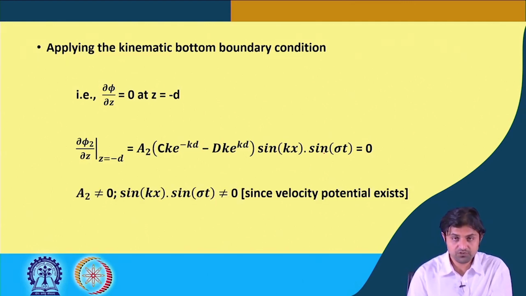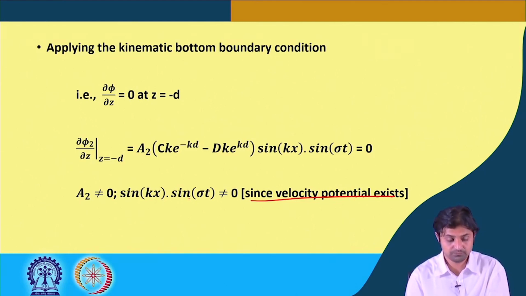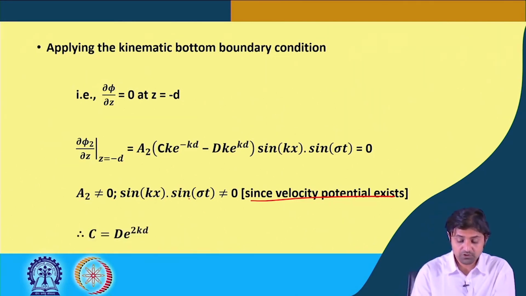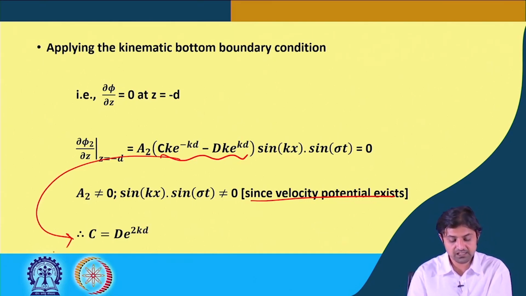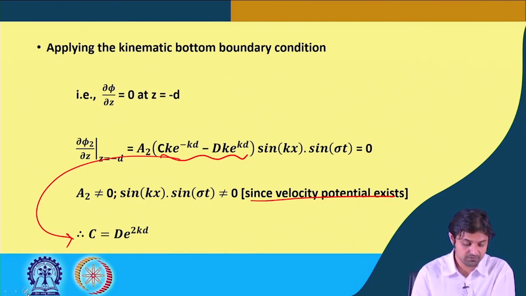So, a2 is not equal to 0, otherwise there is not going to be any wave. Also sin kx sin sigma t will not be 0 because there will be a velocity potential. If we substitute either one of them to be 0, the velocity potential will become 0. So, that means these three terms cannot be 0. Therefore, the only thing is that this be 0, and if we utilize this we are going to get c as d into e to the power k d. So, with one boundary condition we have reduced our unknowns by one. C is equal to, we have related C and D now.